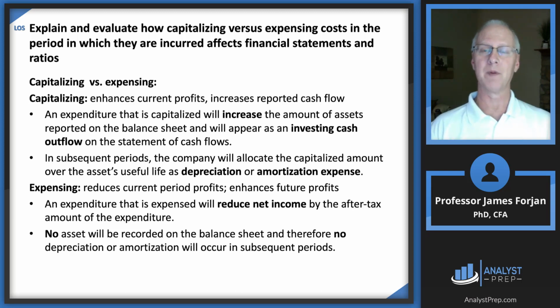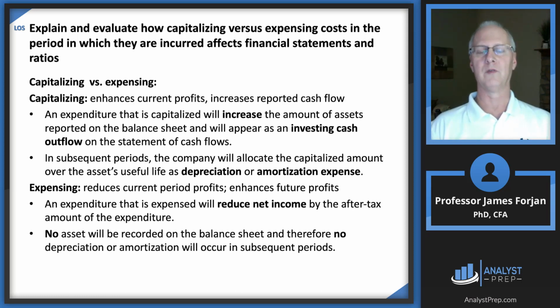Consider an expenditure that is capitalized. Think about this. We're going to capitalize a long-term asset. That long-term asset, of course, is going to show up on the bottom left-hand side of the balance sheet. So it's going to increase the amount of assets reported, and then it will appear as an investing cash outflow. That big amount is going to show as a one-time investing cash outflow on the statement of cash flows. But then in subsequent periods, there's going to be a depreciation expense or an amortization expense on the income statement. Remember, those are non-cash expenses used for a variety of accounting theory reasons, but primarily what they do is they reduce the tax liability.